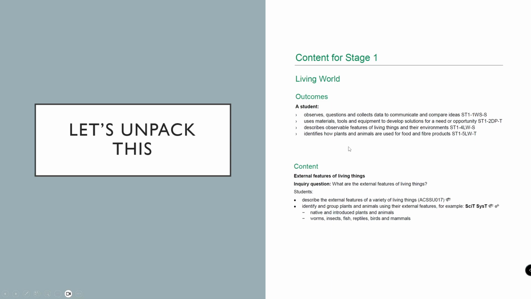So let's unpack how this might actually work in a practical setting. So let's just use an example. Living World Stage 1. A good old-fashioned favourite. Everyone likes Living World. Although it can be hard to do lots of fun investigations with. Every strand has its own strengths and weaknesses. But we can see here, we've got that grouped kind of components together. We've got these observes, questions, collects data from Stage 1.